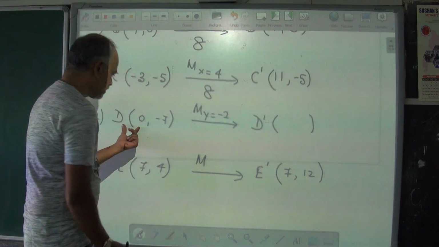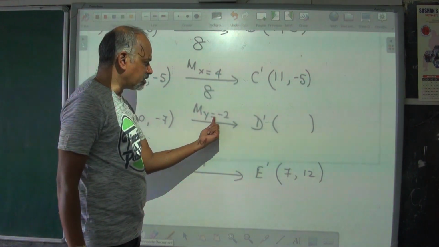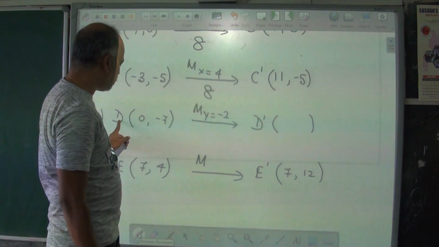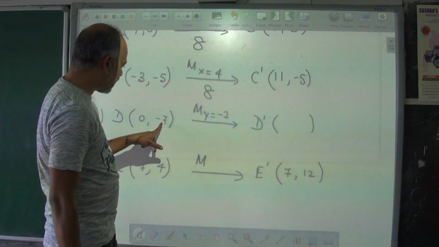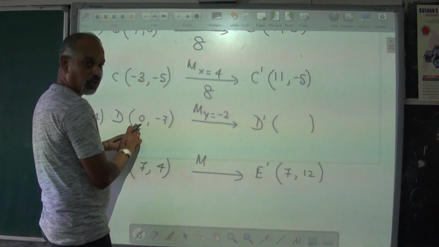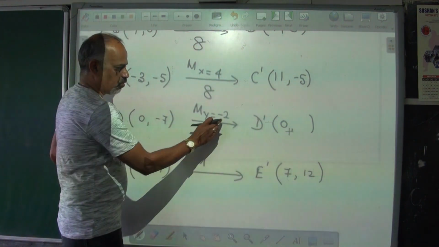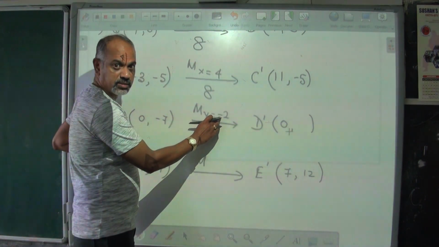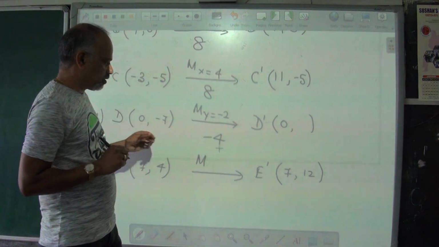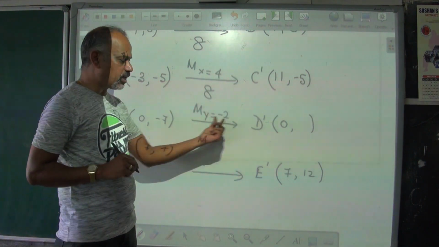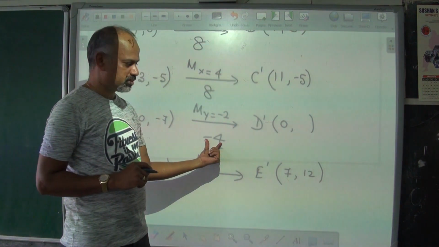The next example. D's coordinates are 0, minus 7, reflected in the line y is equal to minus 2. So D becomes D dash. Because it is reflected in y is equal to minus 2, the y coordinate is going to change, not the x coordinate. So the x coordinate remains the same, that's 0. Now what we do is double this. Minus 2 if you double, you will get minus 4. Now this is the sum of both the y values. Minus 7 with something should give you minus 4.